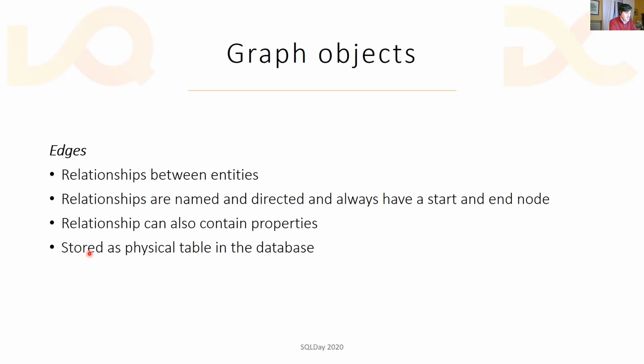And this is the main difference between a relational database and a graph database. In a relational database, the relationships are based on joins, and they are logical connections. In a graph database, the relationships are physical tables in the database.